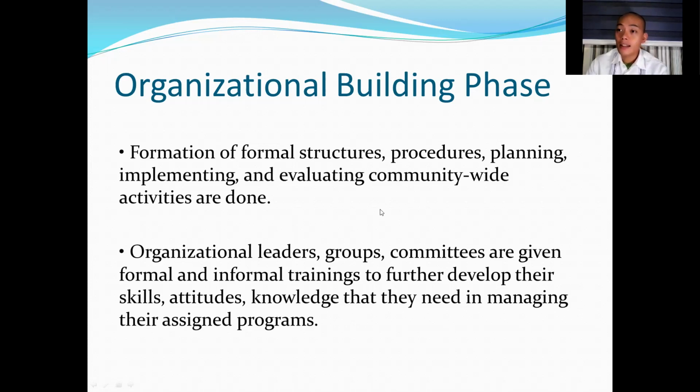Let us train the leaders that we have identified, like what we discussed yesterday. Identify leaders, identify members with strong opinions, members with potential, that we can maximize in the projects that we will be implementing. So we want their skills, attitudes, and knowledge that they need in managing the programs that they will be assigned to in the future.